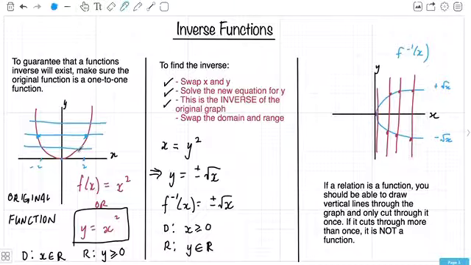So to make sure that our inverse is actually a function, we're going to do something called restricting the domain. I'll do that on the next page.